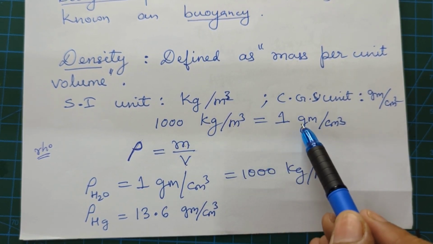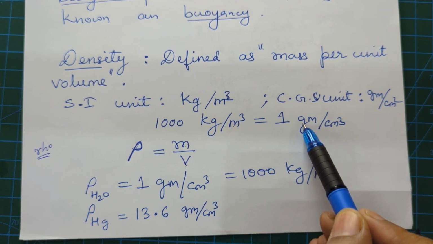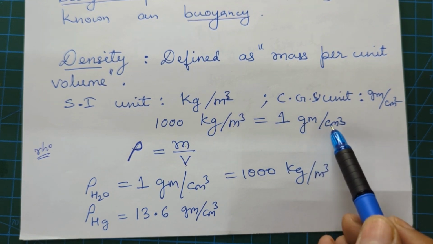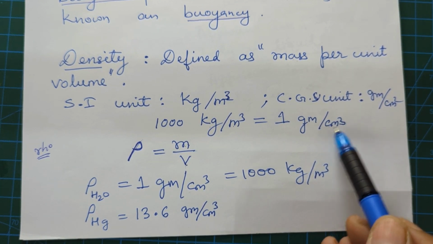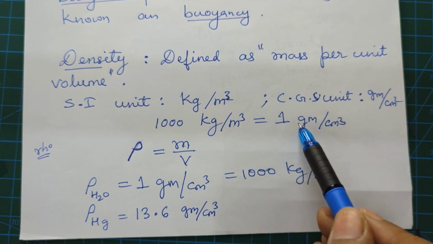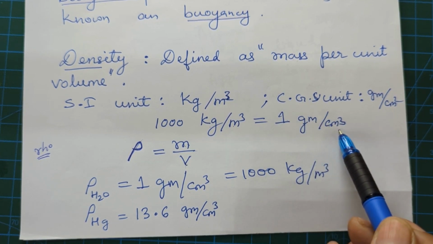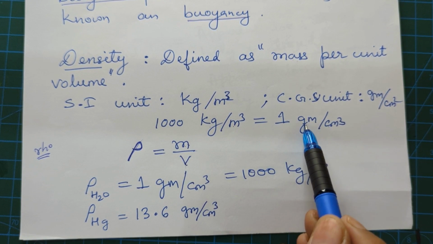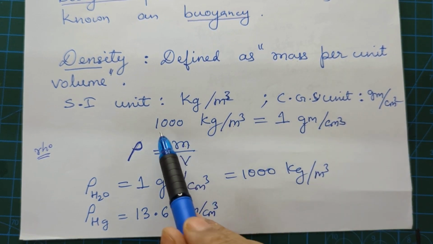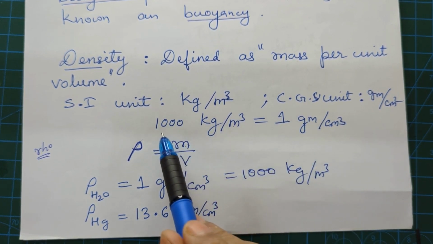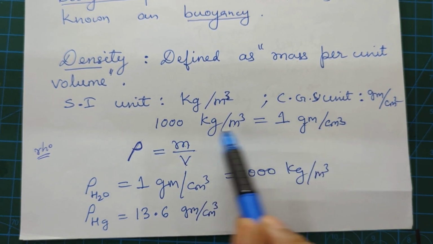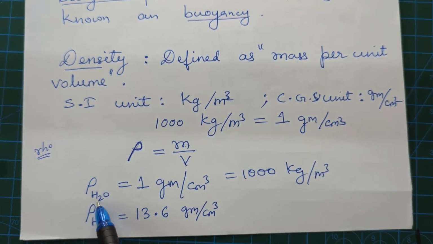So 1 gram is 1 by 1000 kilograms and 1 centimeter is 1 by 100 meter. But here cube is there. So when we put the numbers in terms of kilograms and meters, we will get 1 gram per centimeter cube as 1000 kilograms per meter cube. And what is this number? This is actually the density of water in liquid state. So density of water is 1 gram per centimeter cube or 1000 kilogram per meter cube.